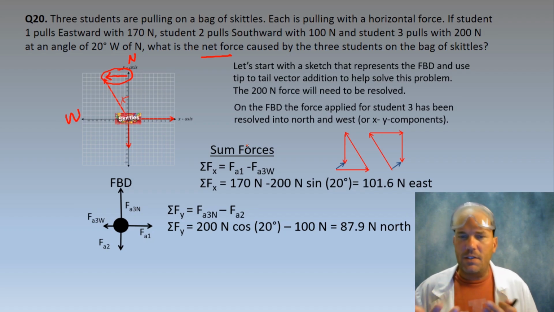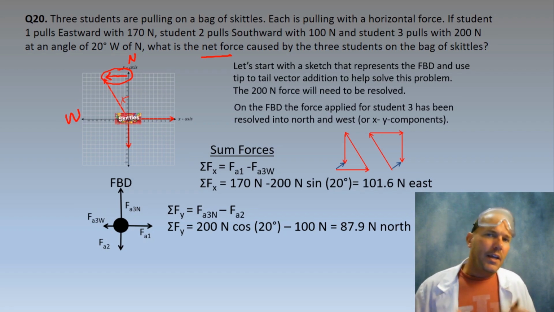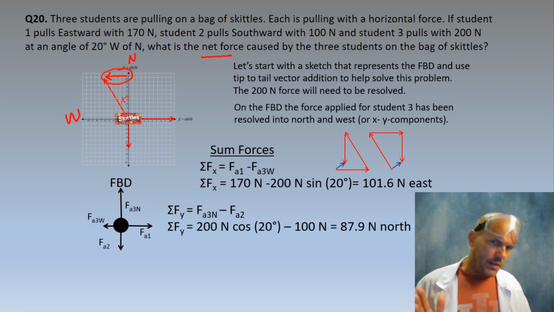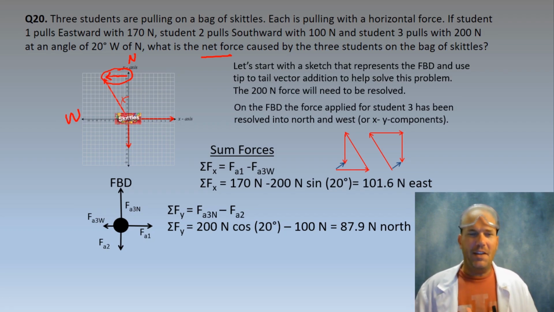That's where we're using a sine function in this case. And the answer, 101.6 newtons east, in the east and west, or horizontal x, okay? Now, for the y, which again is horizontal, but it is acting northward or southward. So a little weird here, the terminology.